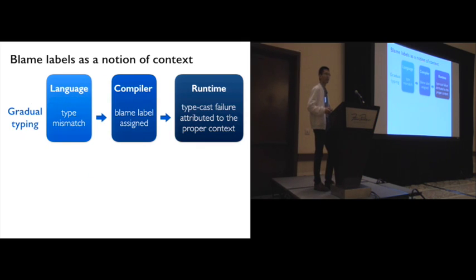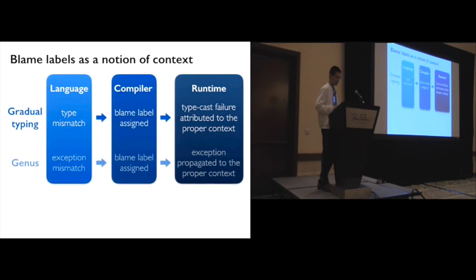This idea of blame labels is borrowed from work on gradual typing. In gradual typing, a type mismatch results in a typecast being inserted and a blame label being assigned to that particular typecast. So if a cast failure does happen at runtime, it can be attributed to the appropriate context represented by a blame label. In Genus, an exception mismatch results in a blame label being assigned, so that an exception at runtime can be propagated to the appropriate context represented by the exception's blame label.